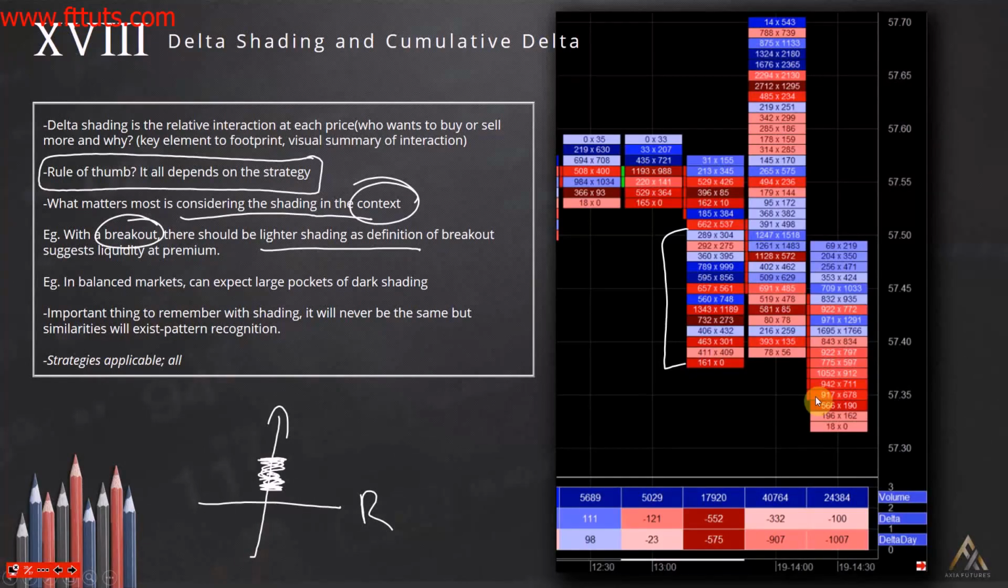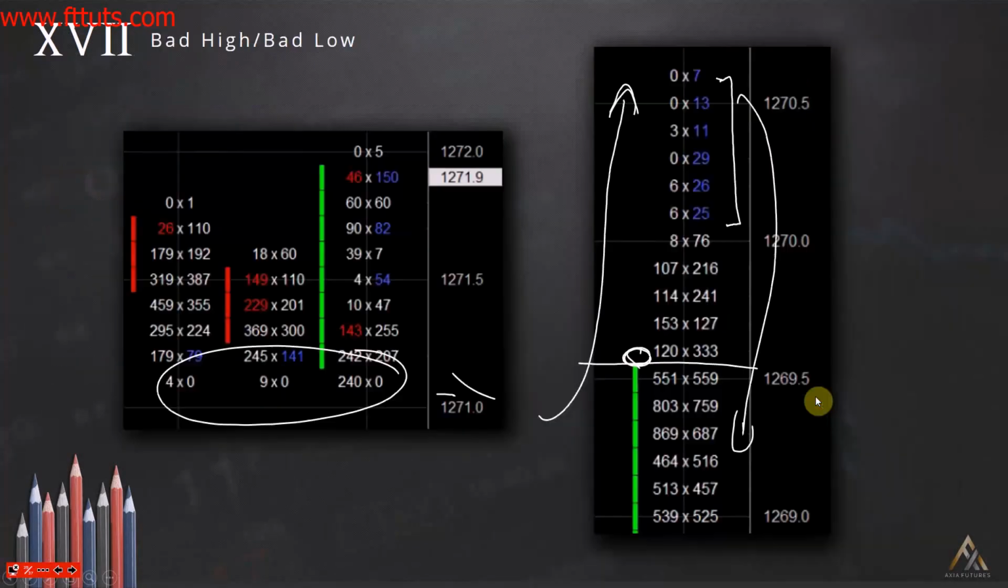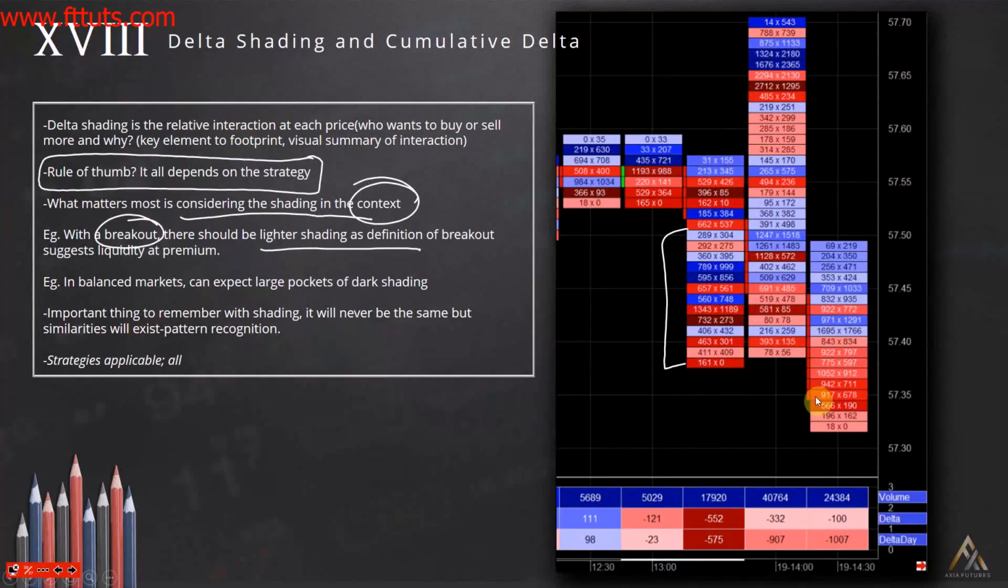Remember, this entire course is not about having opinions of the markets. It's not about having guesswork. It's simply having an exact strategy and applying it to the market when the market is showing that specific opportunity. Now as another example, when we are in imbalanced markets, you can expect large pockets of dark shading.